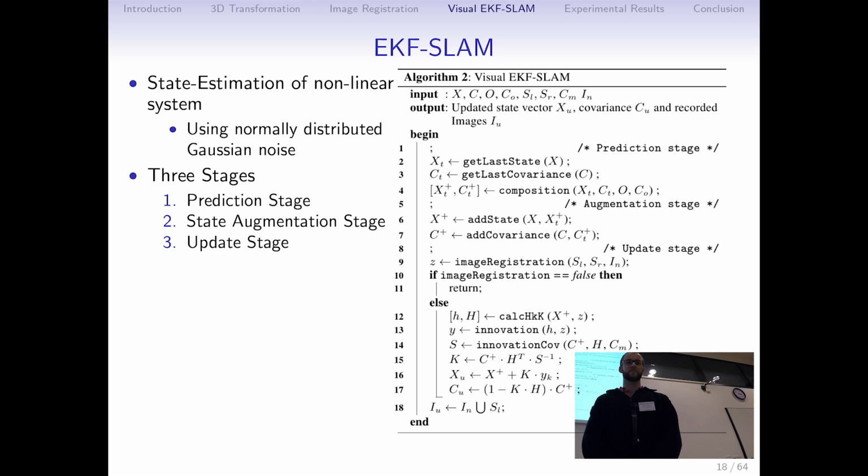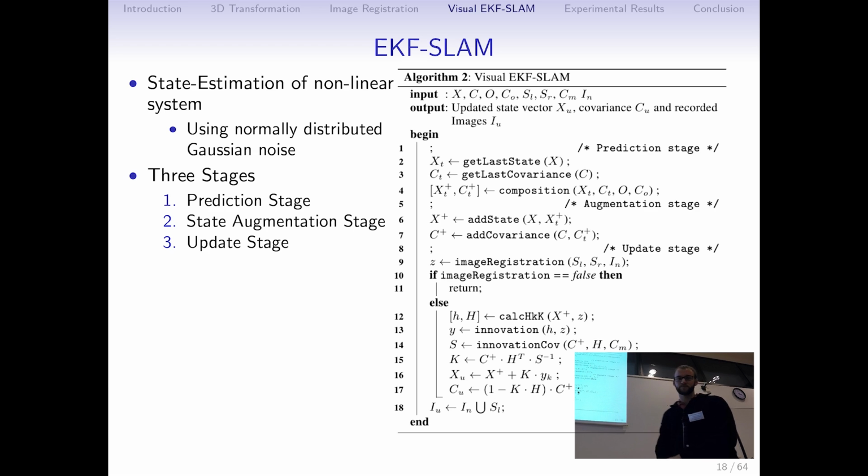So we have now all information together. We know how to add new information to our states, and we know how to detect loop closings. Now we can put all the information together in the AKF SLAM chapter. AKF is mainly done with 3 stages in our case. First, the prediction stage, the augmentation stage, and the update stage.